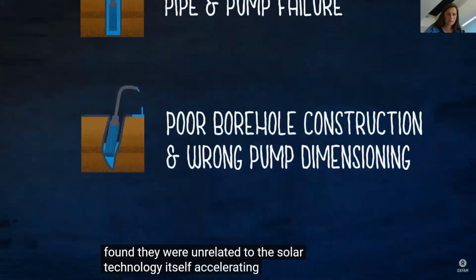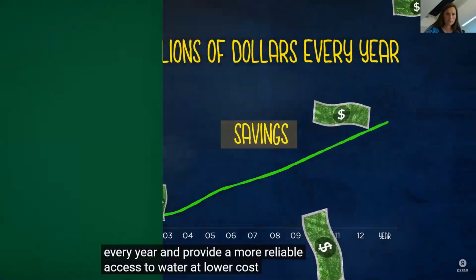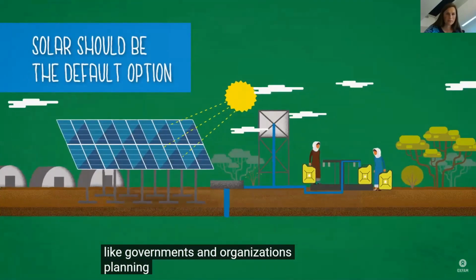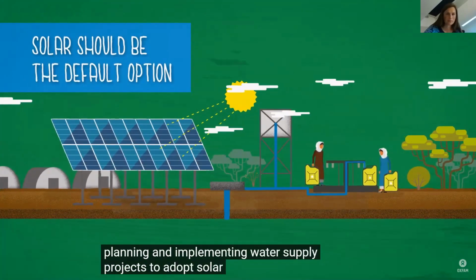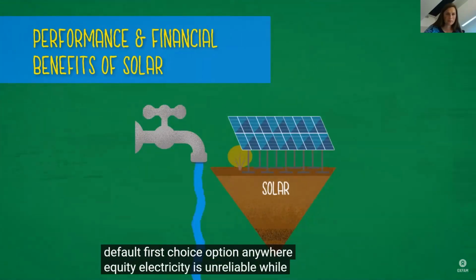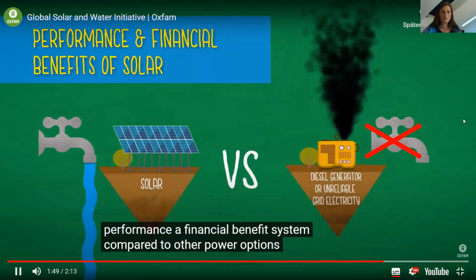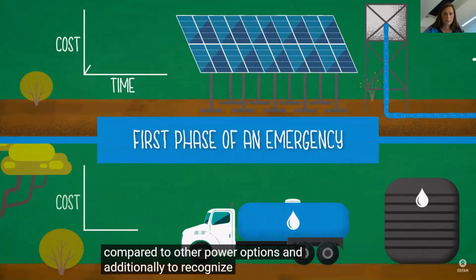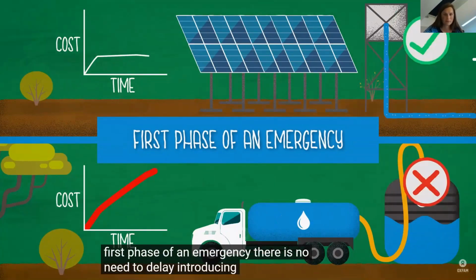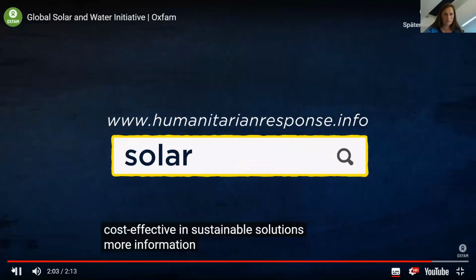Accelerating adoption of solar will save millions of dollars every year and provide a more reliable access to water at lower cost. The Global Solar Water Initiative would like governments and organizations planning and implementing water supply projects to adopt solar technology as a default first choice option anywhere where grid electricity is unreliable, while raising awareness among their staff of performance and financial benefits of solar compared to other power options. And additionally, to recognise that solar technology can be appropriate during the first phase of an emergency. There is no need to delay introducing these cost-effective and sustainable solutions. More information on the Global Solar Water Initiative.